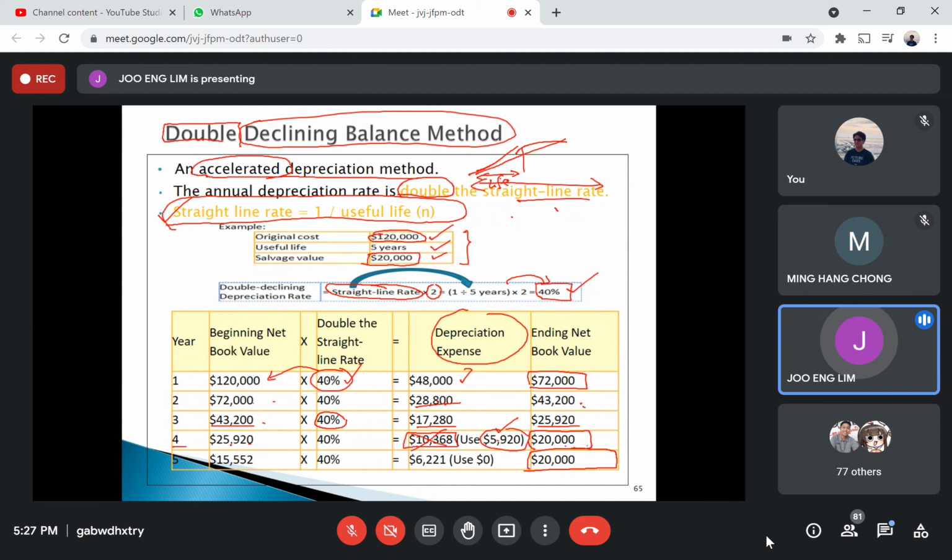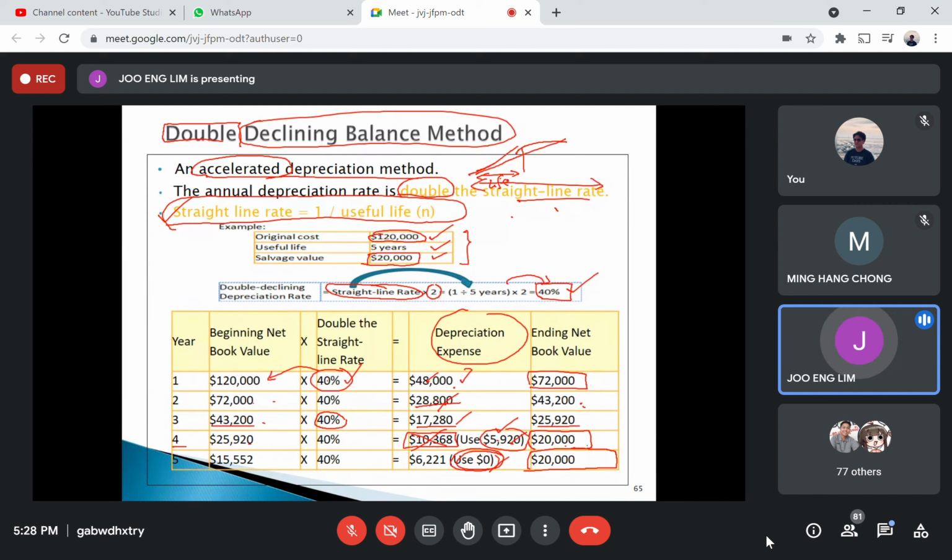So when you move on to the 5th year, definitely what you need to do, you have to use 0. You have to use 0 because it's already touching your ending book value. So this will be your depreciation value. Clear? Okay. So that's how it shows.